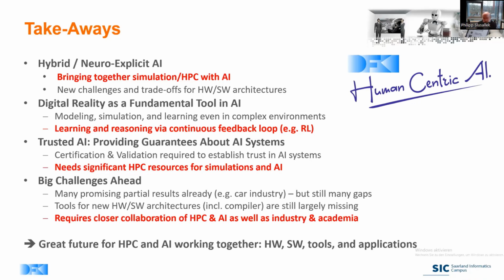I talked about trusted AI, this need to actually validate how good the AI systems are, to provide guarantees. And my argument here is that we need a lot of high performance computing and simulation in order to really do this, in particular if we want to scale this up to all sorts of AI systems. But I also hope to convey all the issues. There are obviously big challenges ahead of us. There are some promising results already, but there's still a lot to be done.